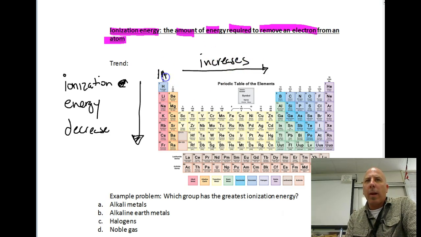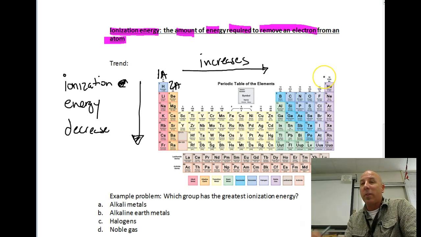Alkali metals in group 1A would have a very low ionization energy. They easily give up electrons. Same with alkaline earth metals in 2A. And then we have these atoms over here on the nonmetal side, like neon and argon, which definitely don't want to give up their electrons. So let's take a look at a sample question that we can deal with.